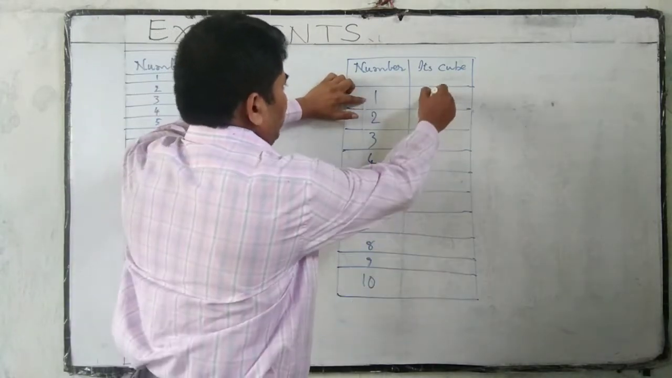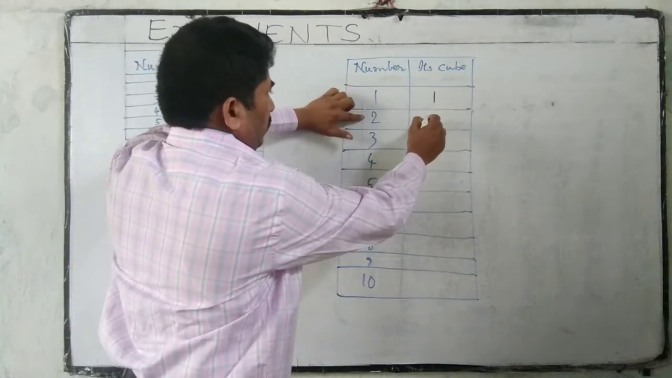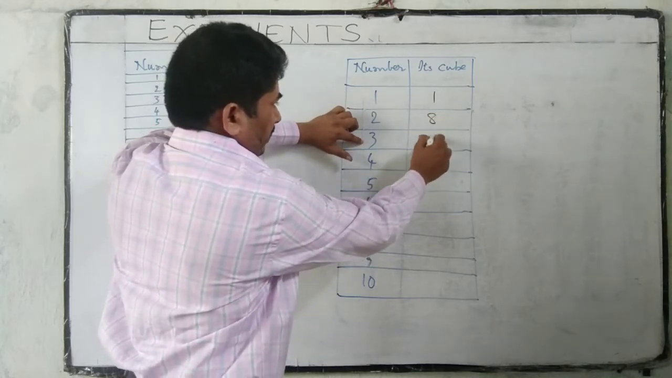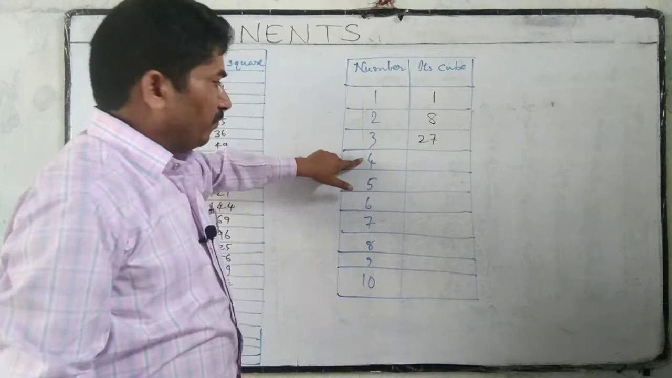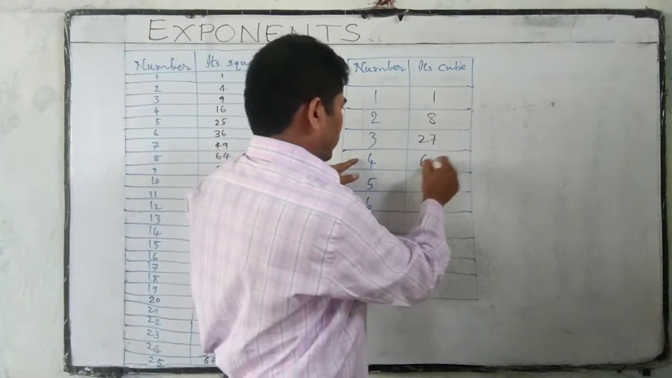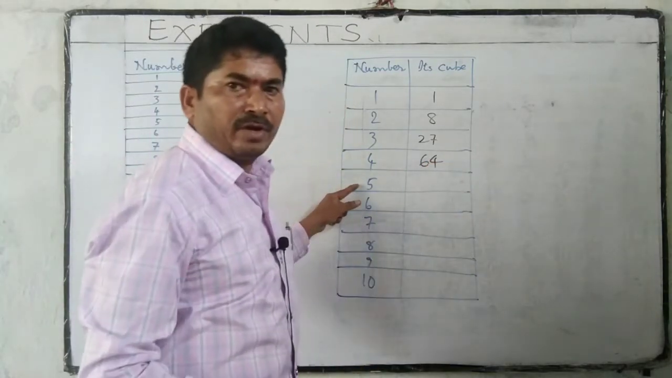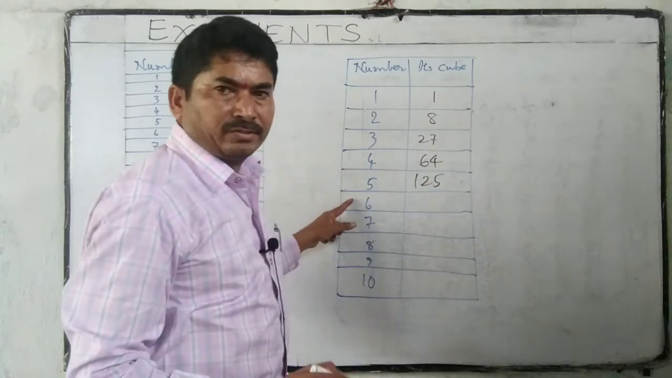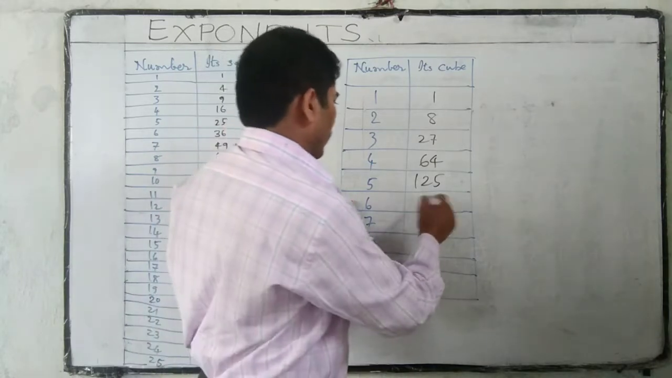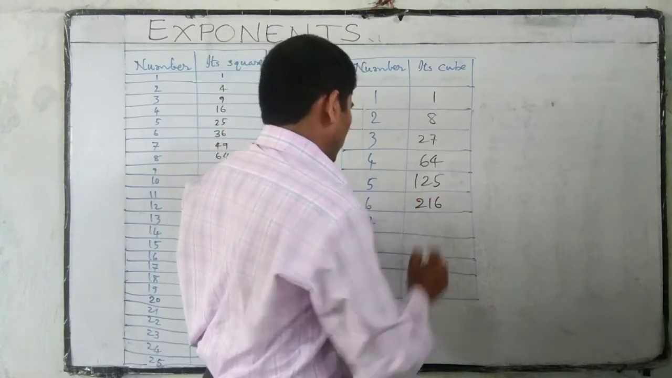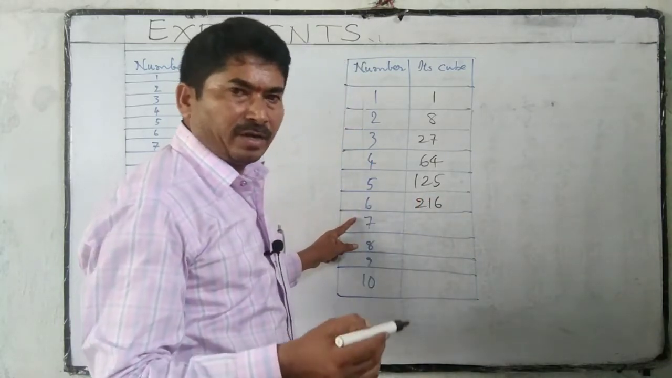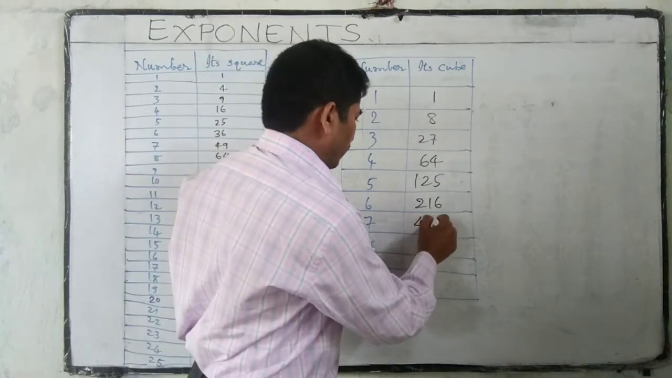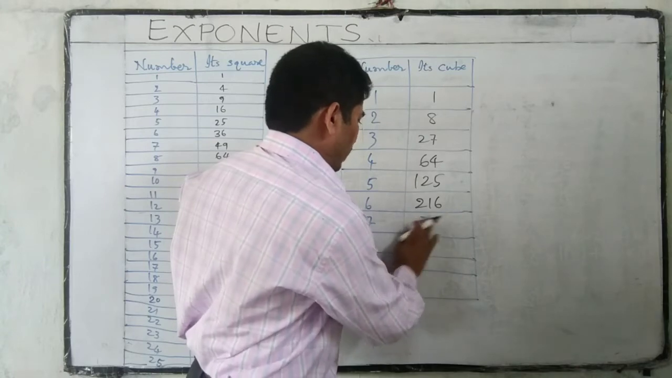1 cube: 1 one is 1, 1 one is 1. 2 cube: 2 twos are 4, 4 twos are 8. 3 cube: 3 threes are 9, 9 threes are 27. 4 cube: 4 fours are 16, 16 fours are 64. 5 cube: 5 fives are 25, 25 fives are 125. 6 cube: 6 sixes are 36, 36 sixes are 216. 7 cube: 7 sevens are 49, 49 sevens are 343.